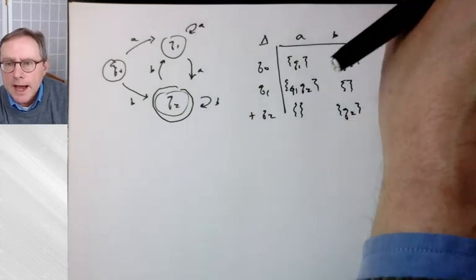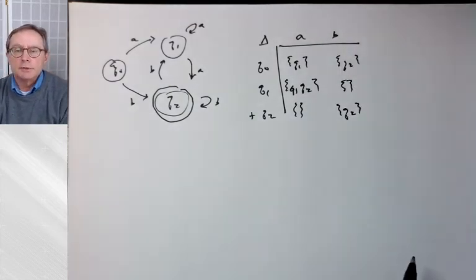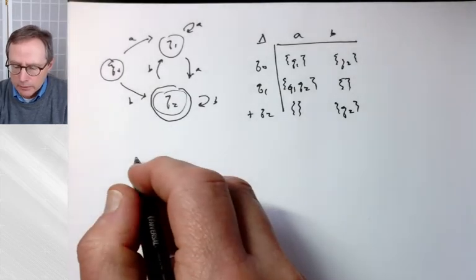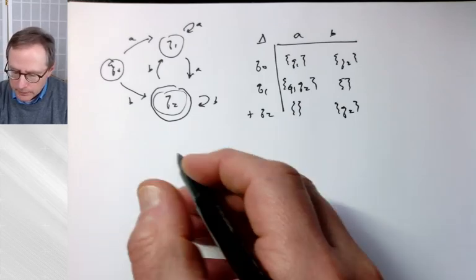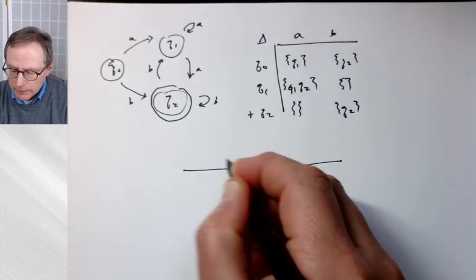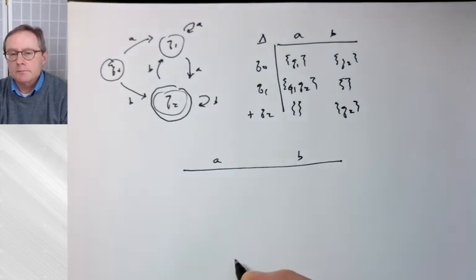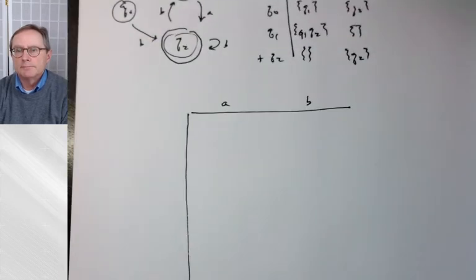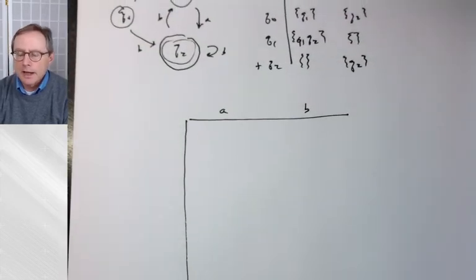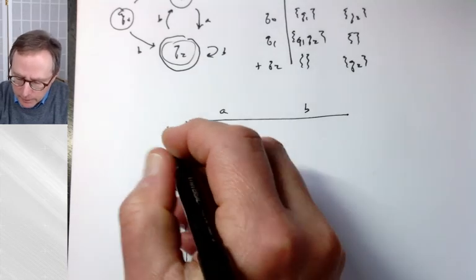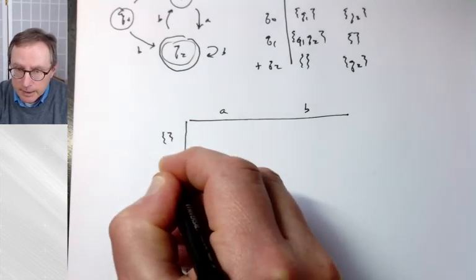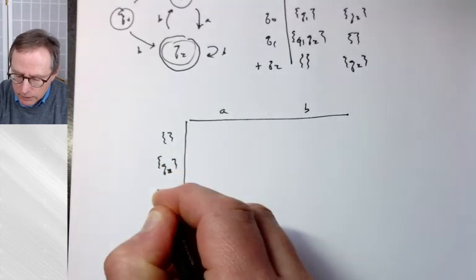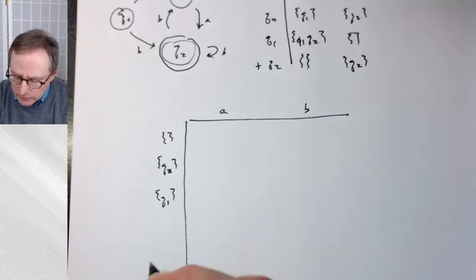Now I'm going to convert that to a deterministic device. So I'm going to have a big table here, and it's going to involve the inputs A and B, and it's going to be a deterministic device. Happens that it's a little bigger. So I'm going to list down here all the possible sets of states. Just to start listing, the set that's empty, the set that contains only Q0, the set that contains only Q1, and the set that contains only Q2.